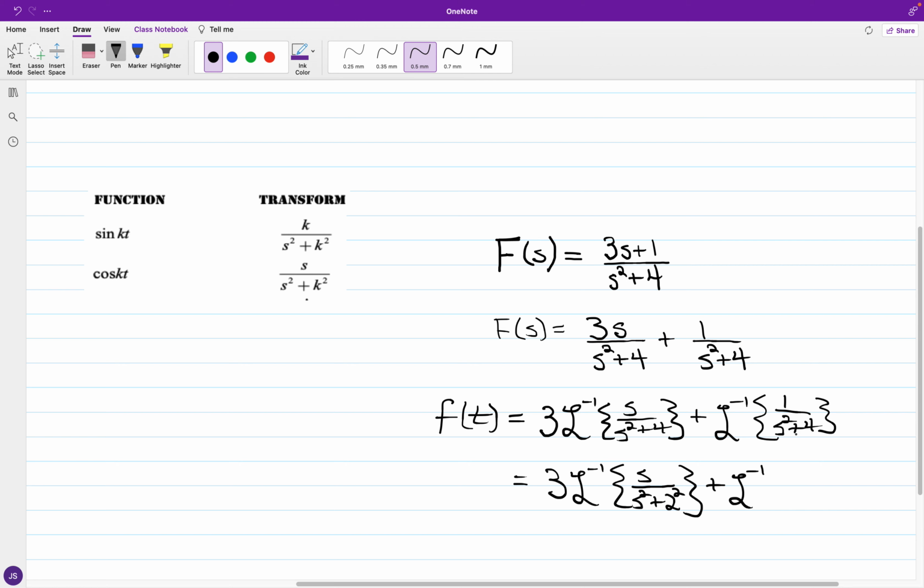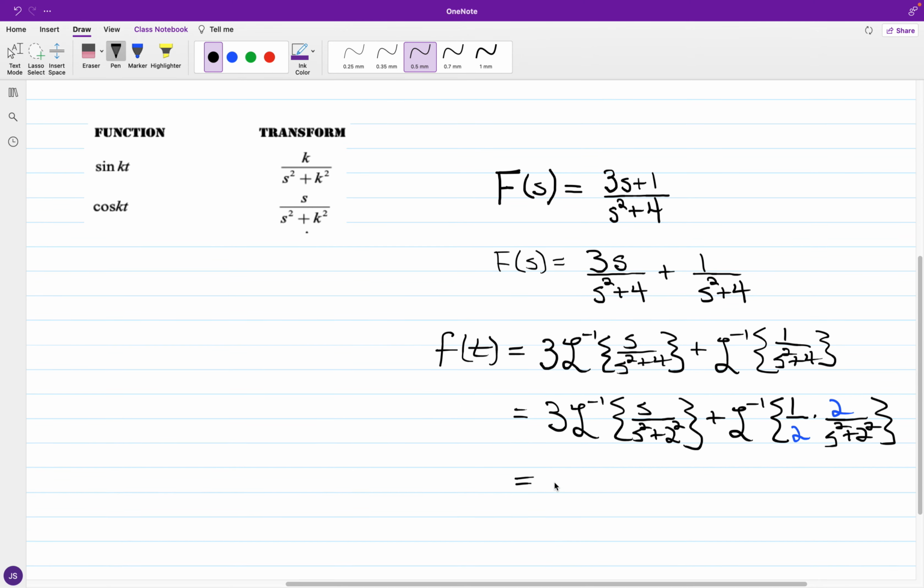And for the other portion, we got 1 over s squared plus 4. And if 4 represents the square of k and k is positive, well, k is going to be 2. So for what we're going to have ultimately, that 1 over s squared plus 4 is going to be 1/2 of 2 all over s squared plus 2 squared.